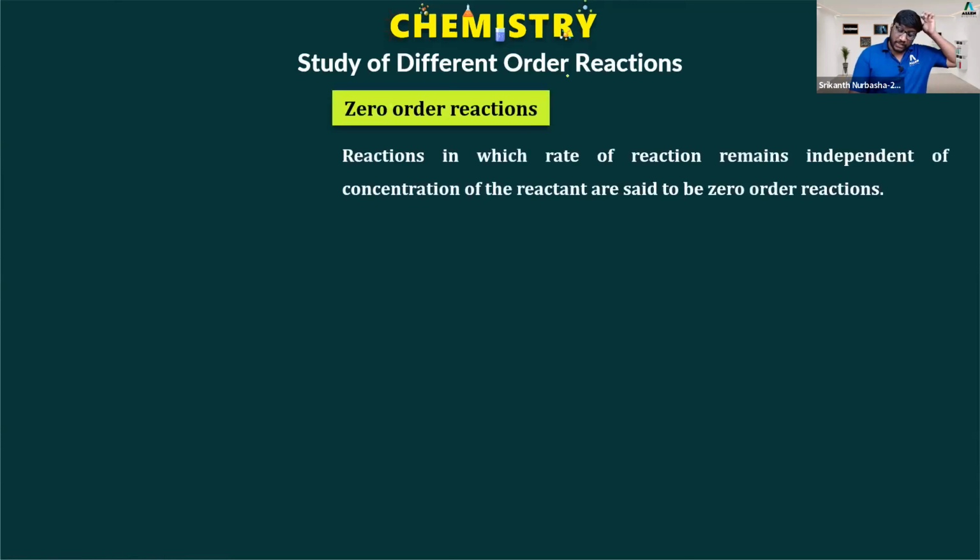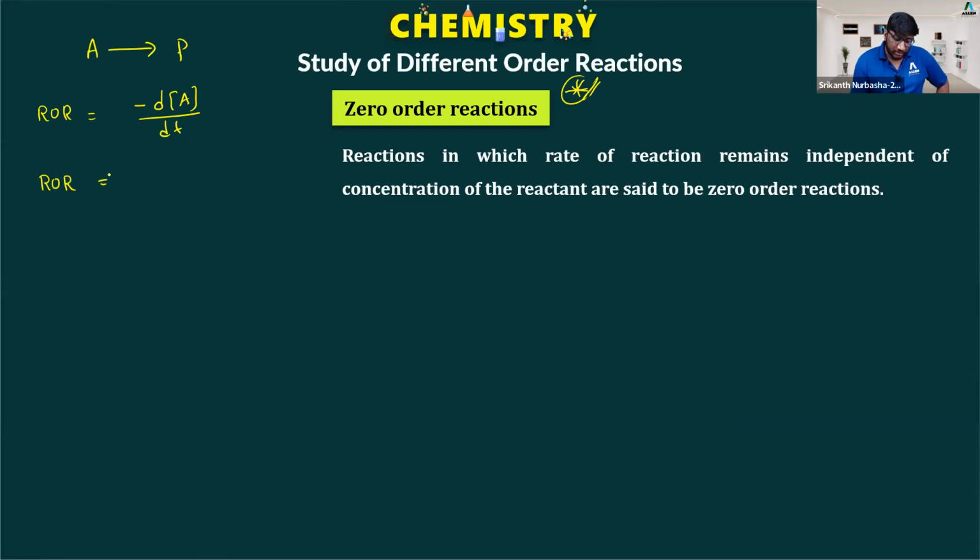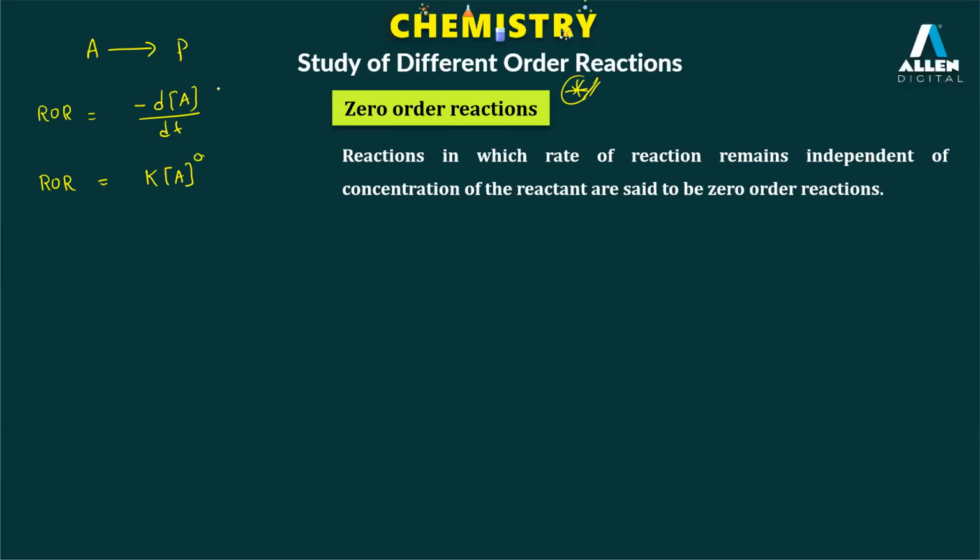After this, we have to study different order reactions like zero order reactions, first order reactions, second order, third order, nth order. Let us go with the reaction A gives rise to product. What is the rate of reaction? The rate of reaction is equal to minus d concentration of A by dt. Very good. And the rate of reaction from the rate law is equal to K into the concentration of A whole power 0.